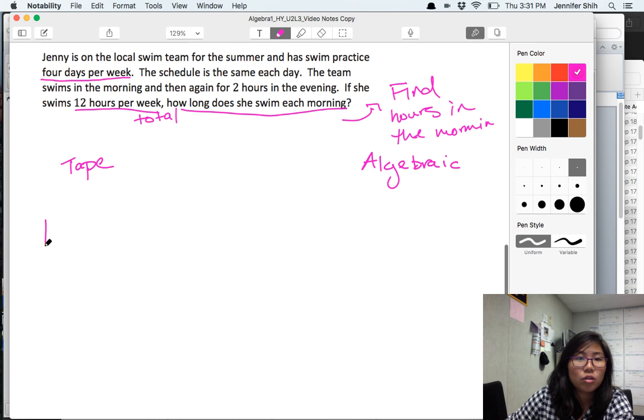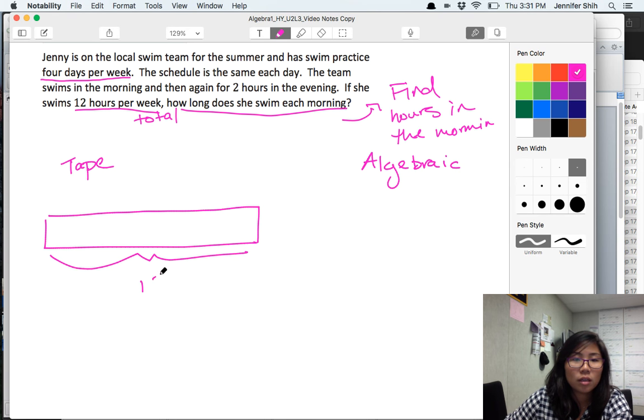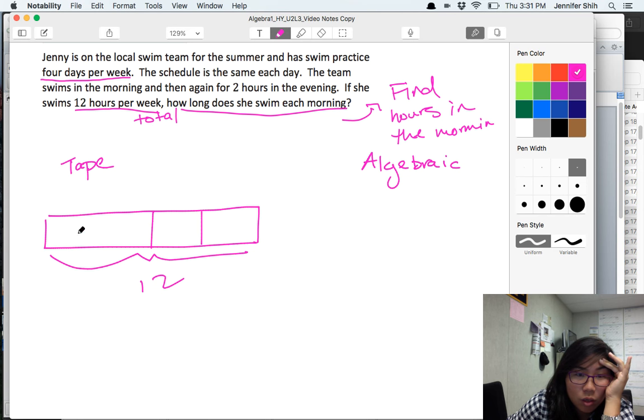Tape. So total, it is 12 hours. It says they have swim practice 4 days per week for a total of 12 hours. Okay, so I'm going to split this into 4 days a week. The team swims in the morning for some amount of hours. Find hours in the morning. So that's going to be X. So X and then plus 2 hours. So 4 times a week, they swim some amount in the morning plus 2.